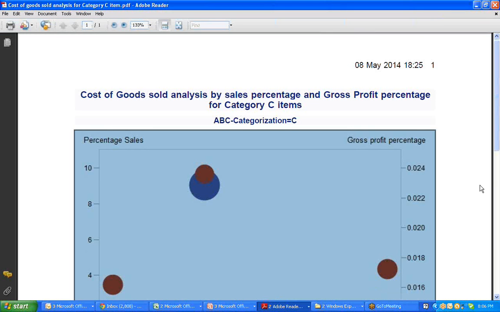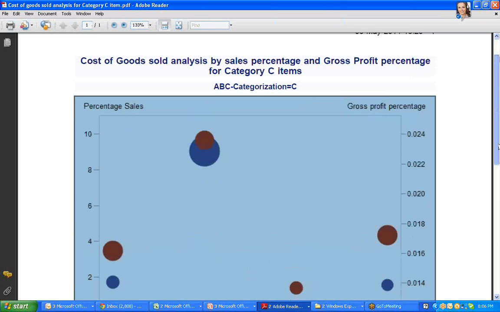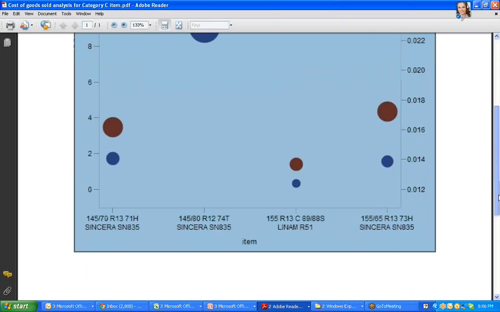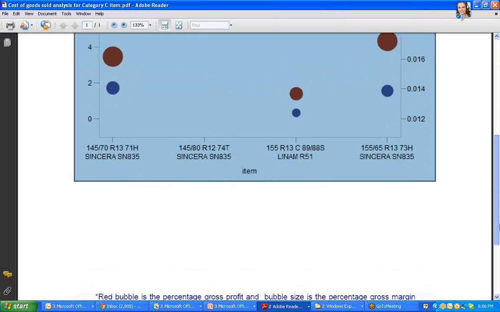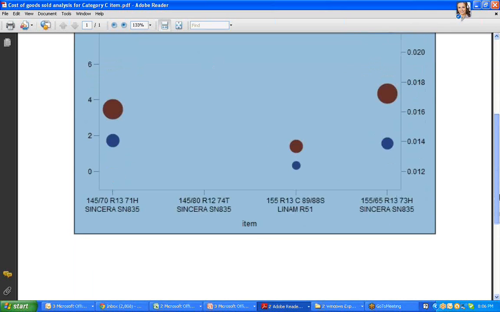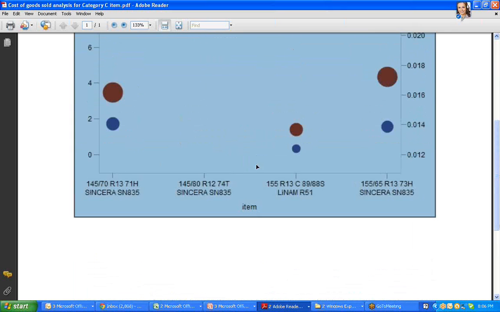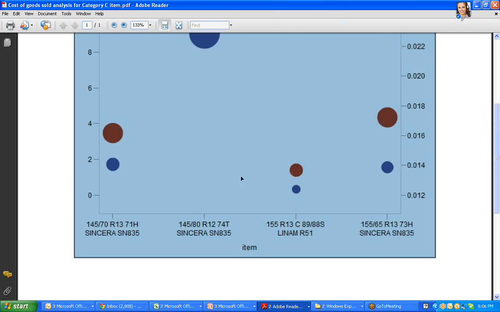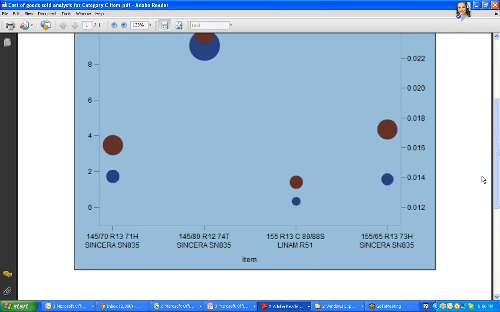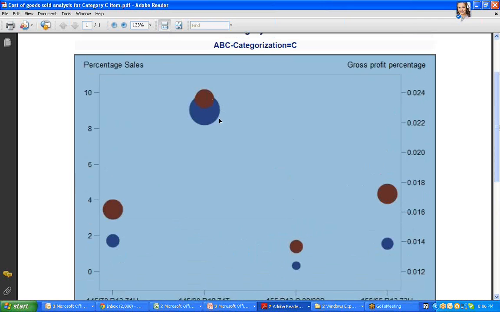Then in the case of the cost of goods sold analysis by the gross profit percentage, now here, if you look at this particular one, this is for the category C. Since the red and the blue bubbles have been explained here, basically what we are getting is that because of this particular item 145 by 80 R12, your profitability is getting hit for category C. But in the other cases, the profitability is quite healthy. That means that the company is making a lot more than what it is purchasing for.